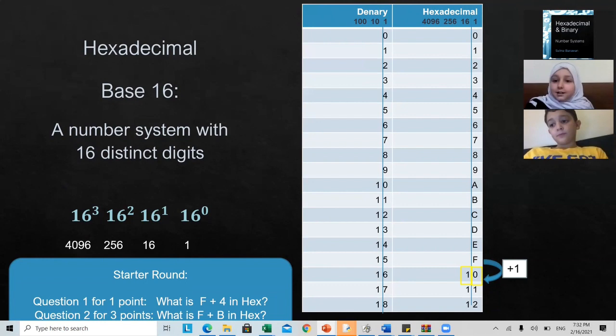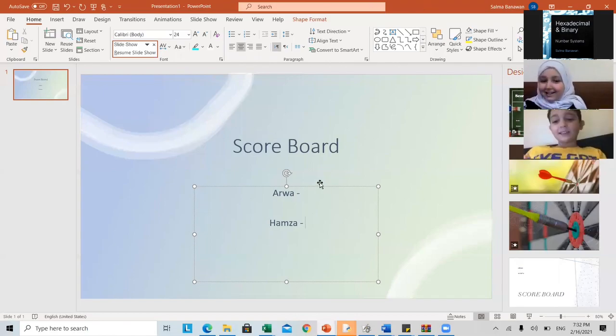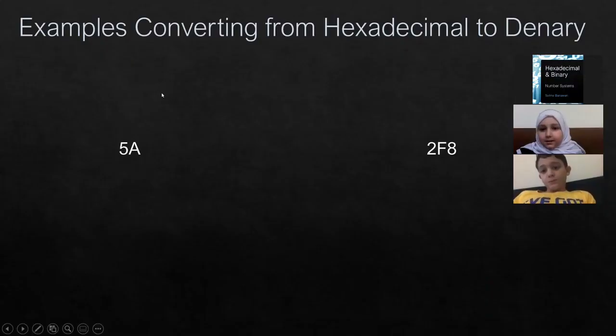13. So F plus 1 is 10, F plus 2 is 11, F plus 3 is 12, F plus 4 is 13. Is she correct? Yeah. Okay, we have 1 point for Arwa. Let's put the points. But these are examples, then we have competition questions.